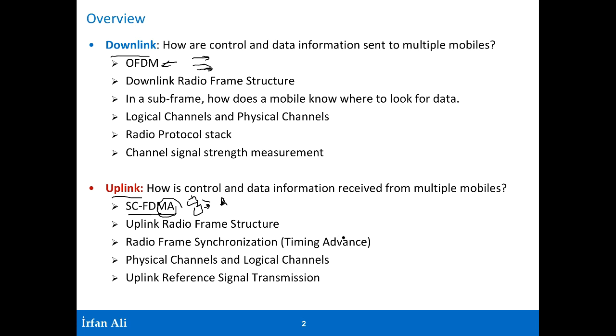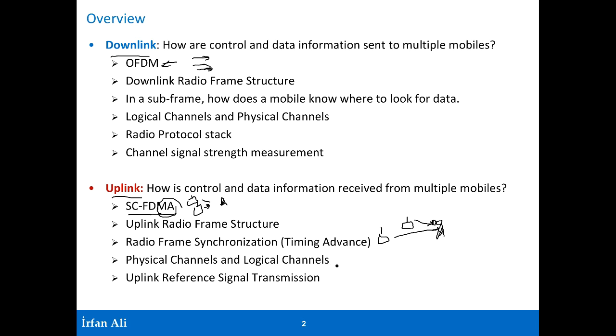Some aspects about radio frame synchronization, which is there in the uplink direction because the mobiles are at different distances from the base station, and all their frames coming up to the base station should be synchronized with each other so that they don't interfere with each other. And that part is dealt with by the base station providing timing advance to the mobiles.